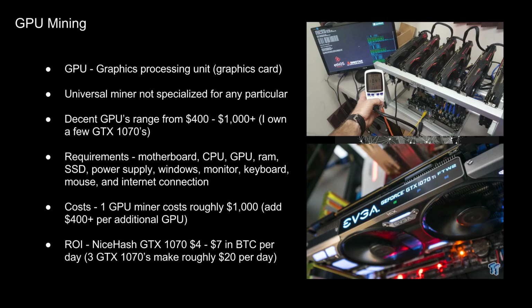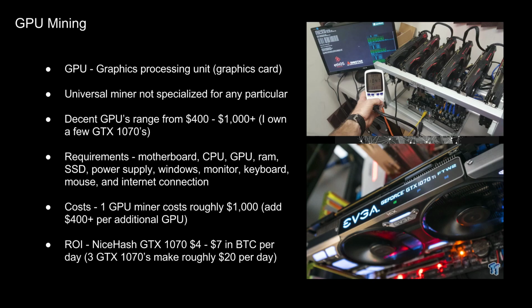And because the profitability level of your miner or your rig is dependent on the quality of your GPU, this has recently driven up the cost of these GPUs and graphics cards. The cost for a decent graphics card can range anywhere from $400 to a couple thousand.